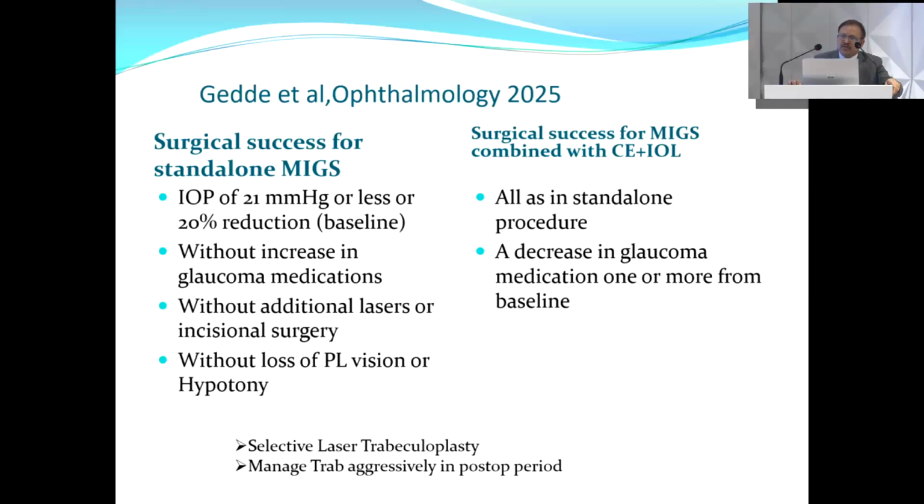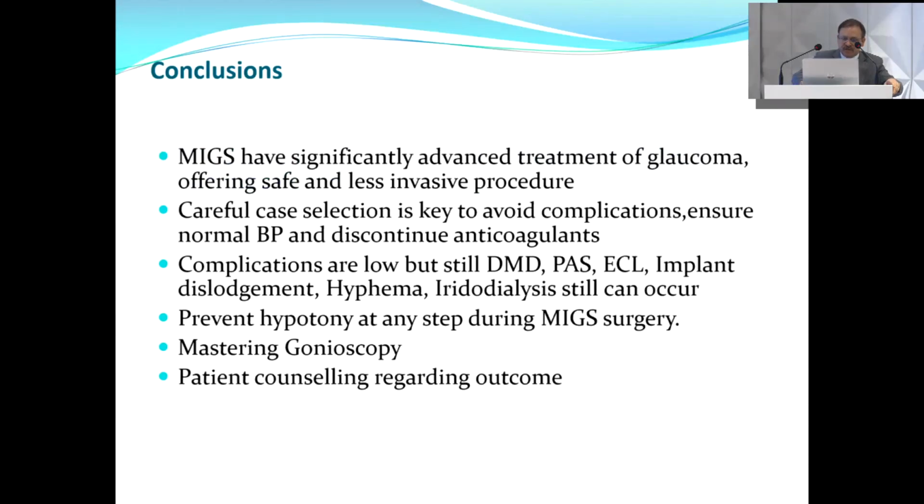Other thing is, if you are going for trab, it is very important to manage the trab in the post-operative period aggressively, because it is the period where most of the trab failures occur, and there should be aggressive steroid use and appropriate timing of releasing the sutures and going for anti-metabolite injections. So if you manage the trab well post-operatively, it is a good surgery and gives more magnitude of IOP reduction.